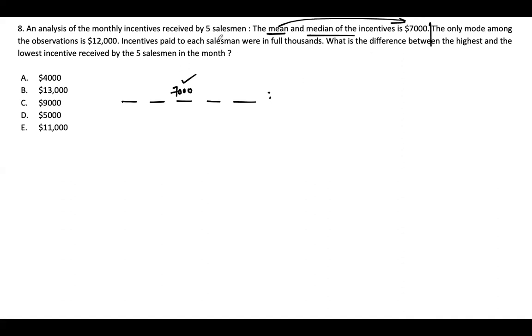So the mean is also 7,000 for 5. Okay. So how am I going to use that information? So 35,000 is the sum of all these 5 salesmen. 5 salesmen, average 7,000. So the sum of all samples is the number of samples into average, which is 5 into 7, which is 35,000. So we have utilized the information. We need not come back to it.